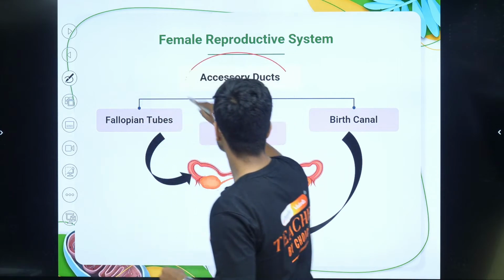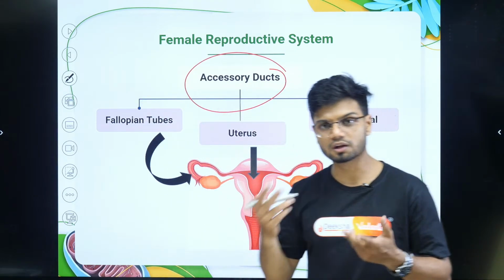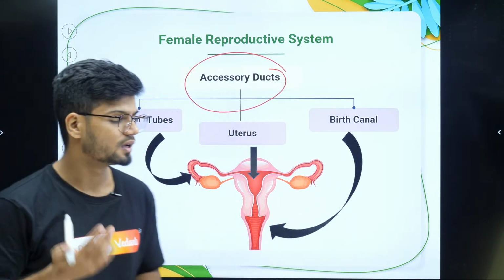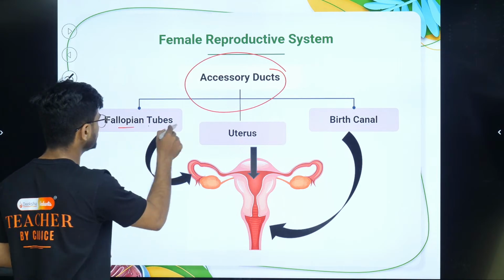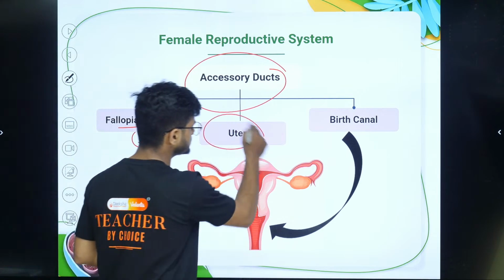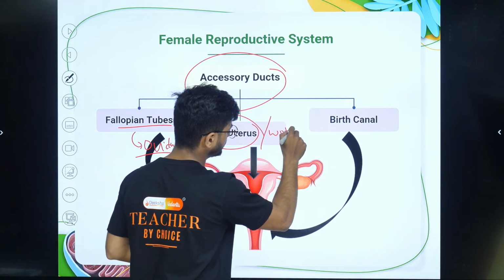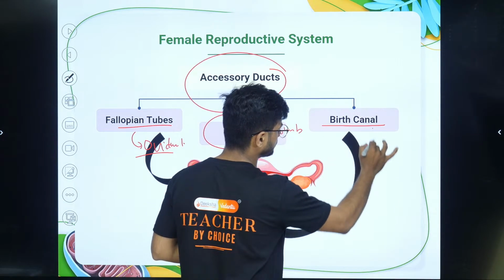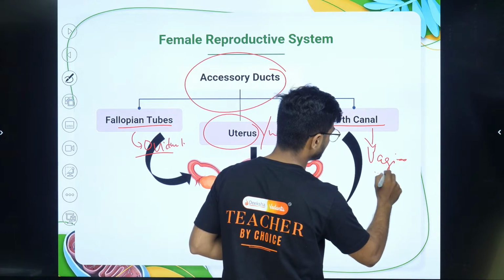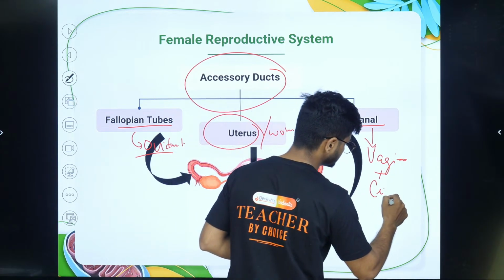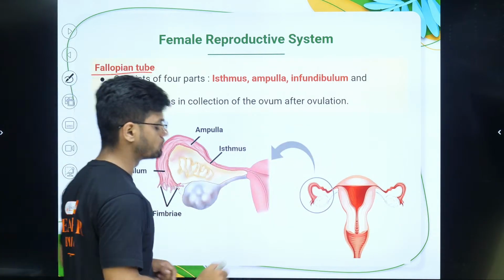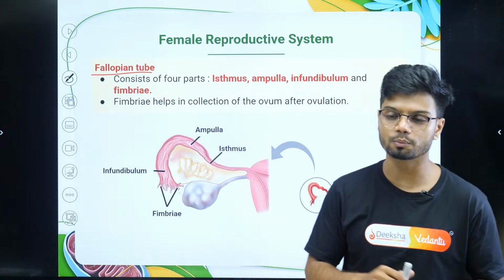Now let's learn about accessory ducts. In males we learned about vasa efferentia, rete testis, epididymis. In the case of females, we have fallopian tube, also called as what? Also called as oviduct. Uterus, which is also called as what? Womb. And birth canal. Birth canal is made up of what? Birth canal is made up of vagina plus cervix. Clear?